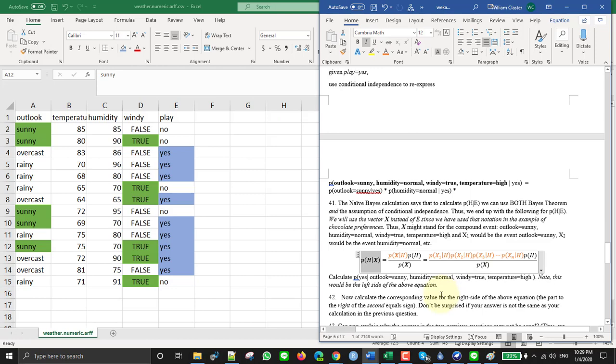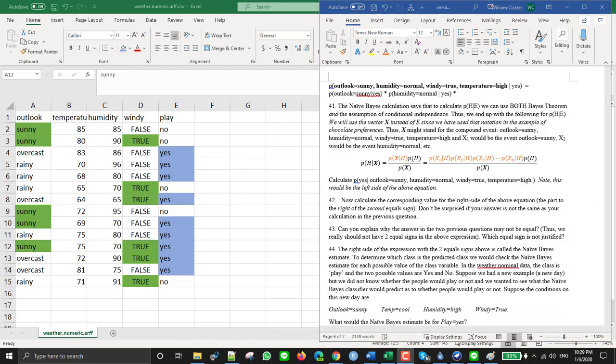Okay, number 42. Sorry. Question 41 wants us to do it the way I suggested here, by getting all the green parts and then figuring out the probability of yes. Now this question wants you to do it by calculating this. Don't be surprised if your answer is not the same as the calculation in the previous question. Can you explain why the answer in the previous two questions may not be equal? Thus, we really should not have two equal signs in the above expression. Which equal sign is not justified?